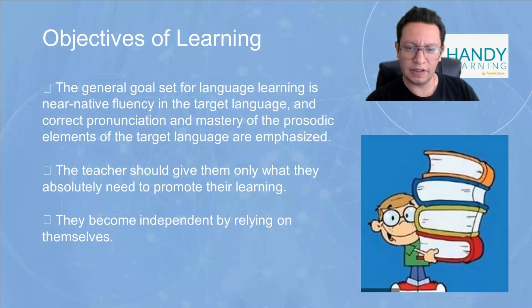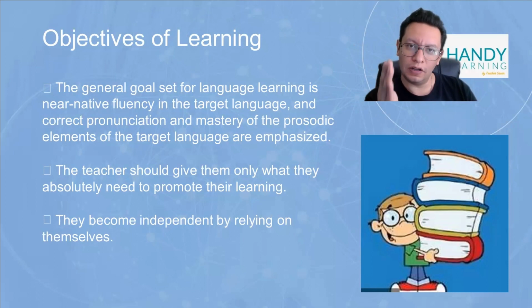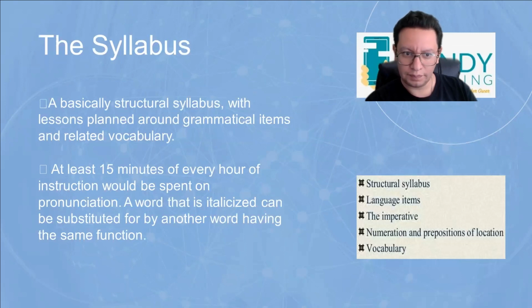The objectives of learning says here the general goal set for language learning is near native fluency. So it aims for accuracy. The methodology requires the students to reach a really high level of a language. Okay, so the teacher should give them only what they absolutely need to promote their learning. So the teacher needs to be really focused on what he wants the students to learn, so that students become independent by relying on themselves and not on what the teacher says.